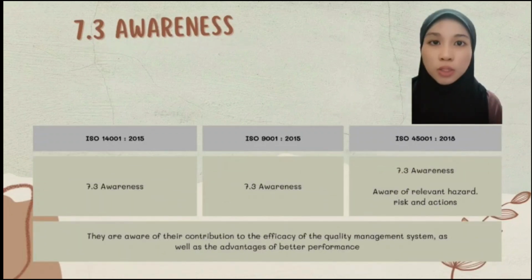For 7.3, which is awareness, for differences, ISO 45001:2018 has awareness of relevant hazards, risks, and actions, while ISO 9001 and 14001 do not. For similarity between the three, they are aware of their contribution to the effectiveness of the quality management system as well as the advantage of better performance.